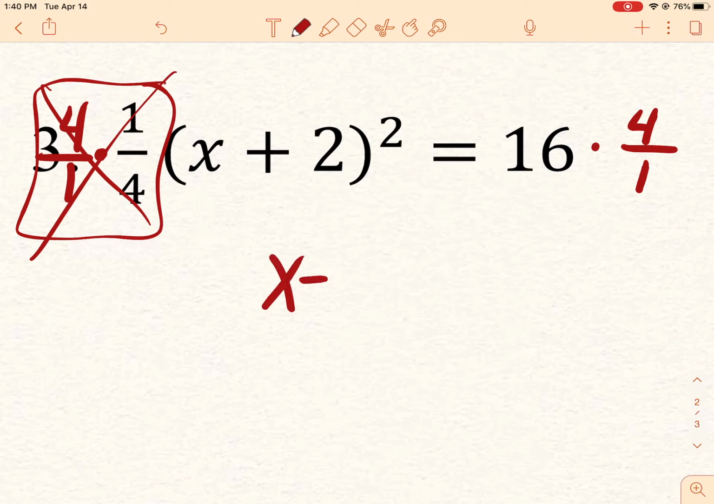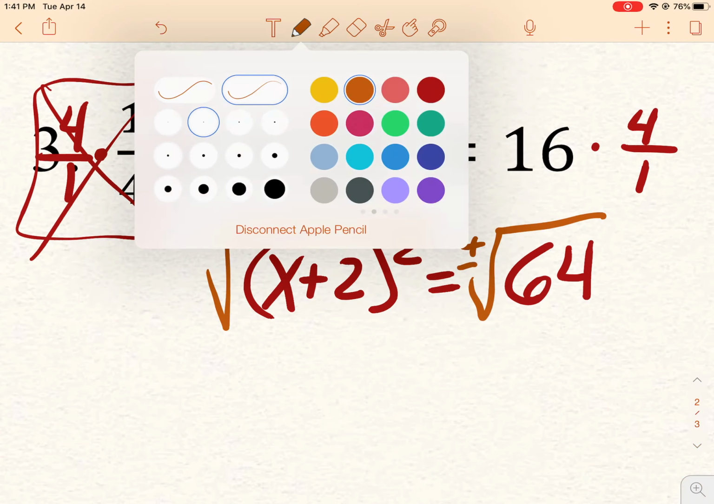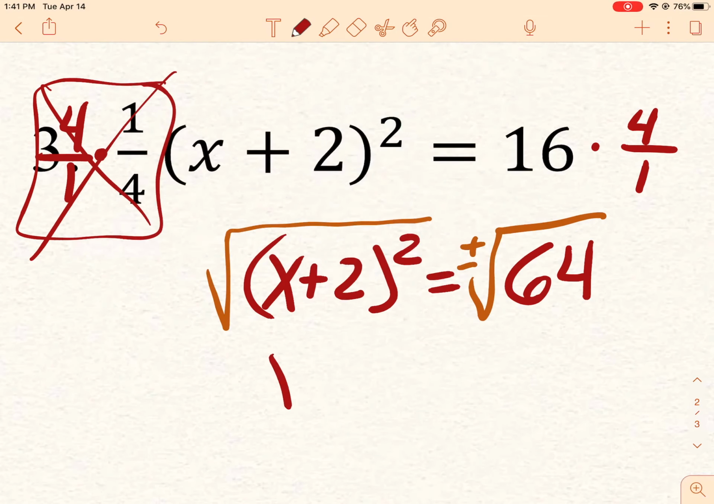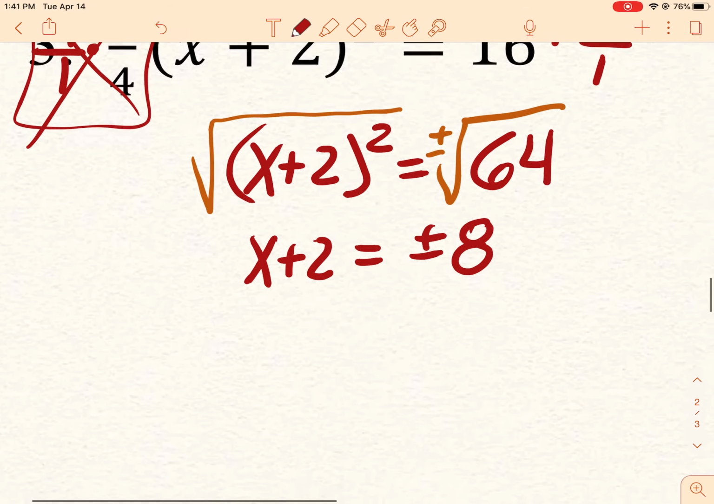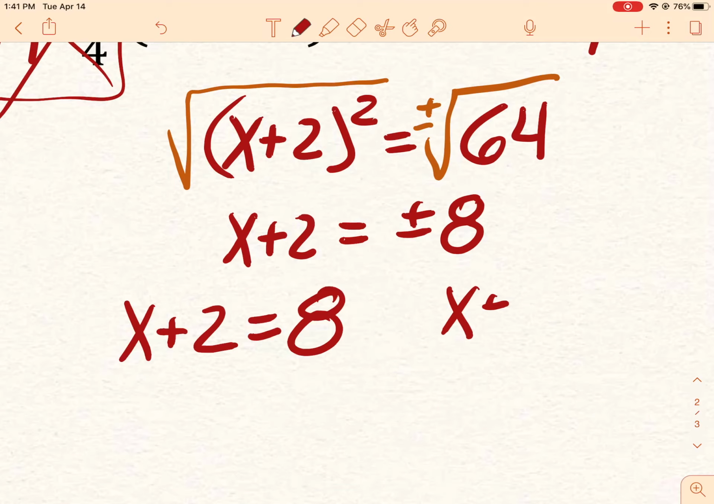It cancels out. So now we have x plus 2 squared equals, and then 16 times 4/1 is 64. Now it looks like the last problem. Square root both sides. You get a plus and a minus. So you're getting x plus 2 equals plus or minus 8. Probably easiest to write that as two separate equations. x plus 2 equals a positive 8. x plus 2 equals a negative 8.